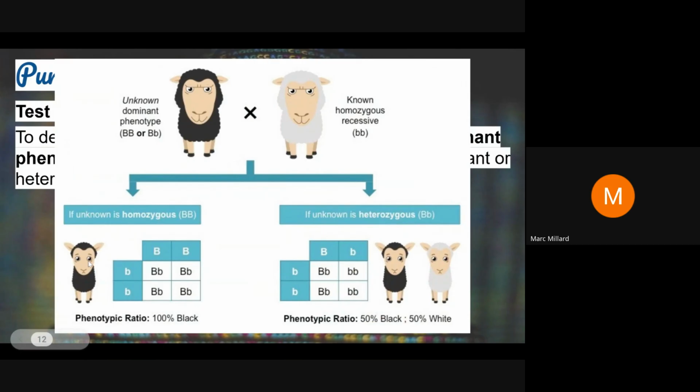So for example, if we do the cross and we get 100% black sheep, then we know that this parent was big B, big B, because we crossed it with a parent that we knew, and the only way we're going to get 100% black is if this one is homozygous dominant. But then if we do this cross, we see in this example, only half of them would be black and half of them would be white. And so that tells us that this parent then would be heterozygous, big B, little b.